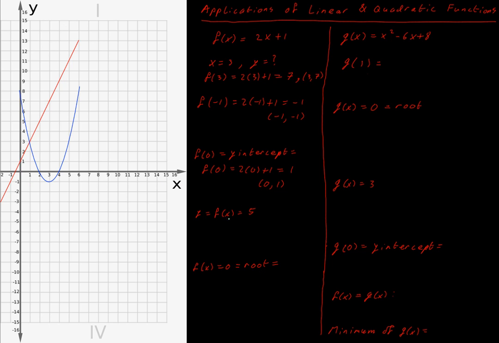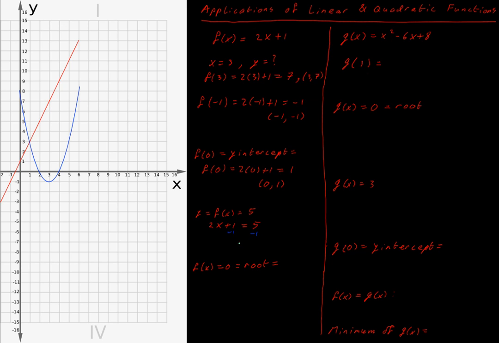A slightly different question. Now we're told a value for y and we want to find a value for x. So here we have y is equal to f of x is equal to 5. Remember that y and f of x are two ways of saying exactly the same thing. So f of x is equal to 5. Well, f of x is equal to 2x plus 1. And this is apparently now equal to 5. Well, this is an equation I know how to solve.